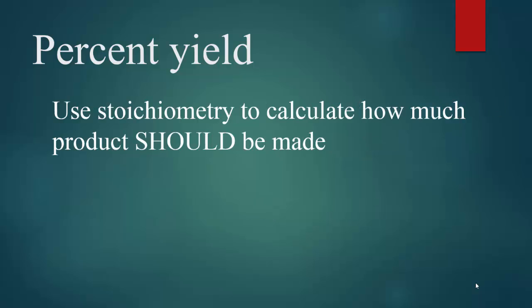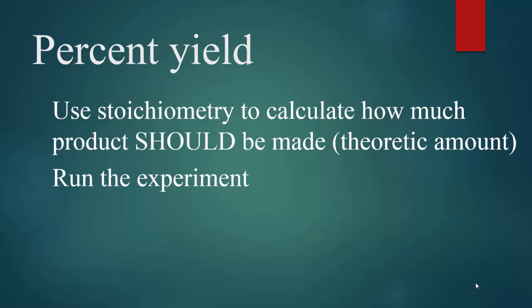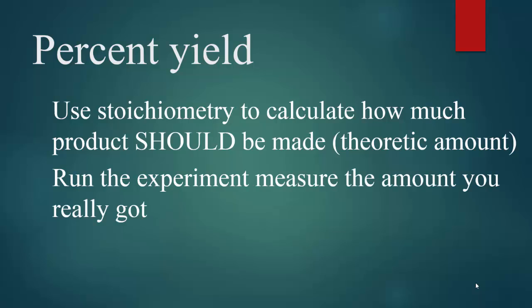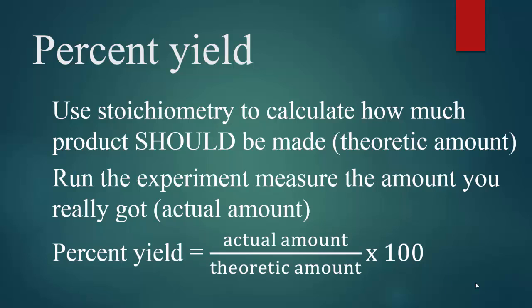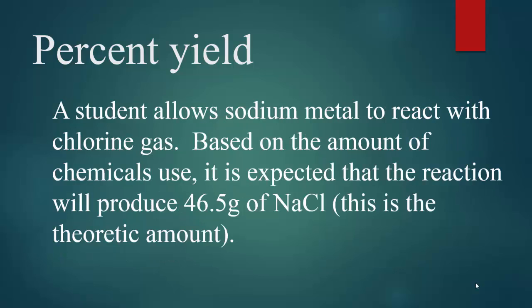In chemistry, the theoretic amount, the amount that should be made, is what we've been calculating using stoichiometry. That's the theoretic amount. Then you run the experiment. You measure the amount you really got, and that's the actual amount. Then you just plug those numbers into the equation, multiply by 100, you have your percent yield. And the percent yield can be greater than 100, less than 100, or equal to 100. So let's jump in and do some calculations.